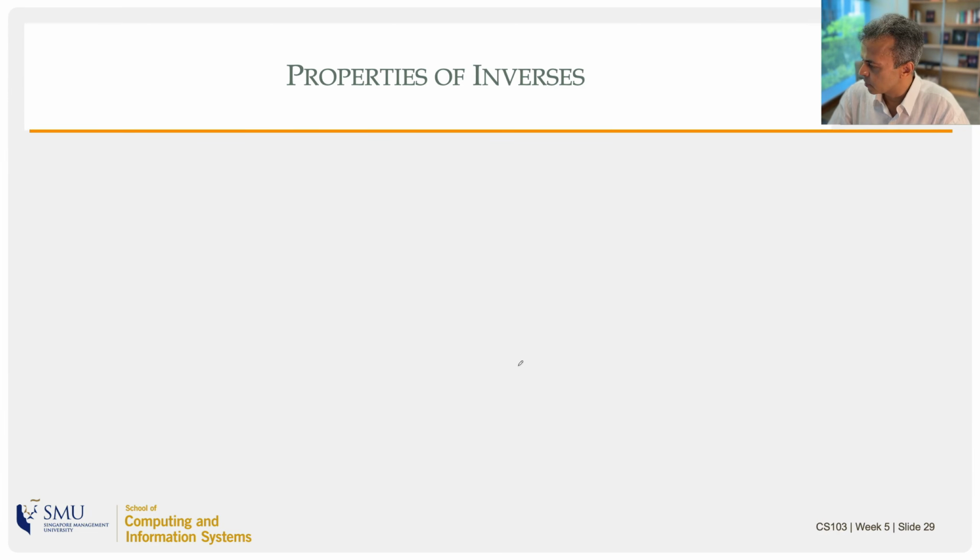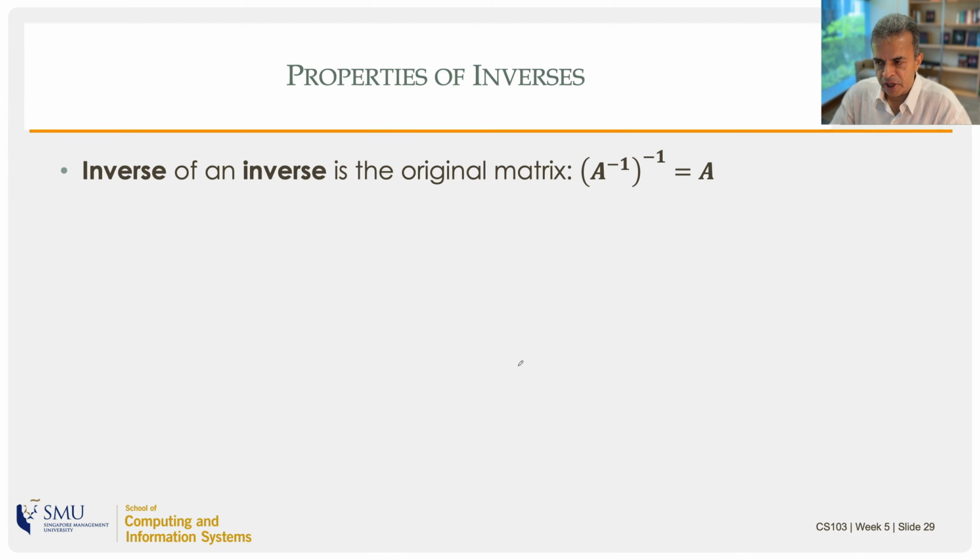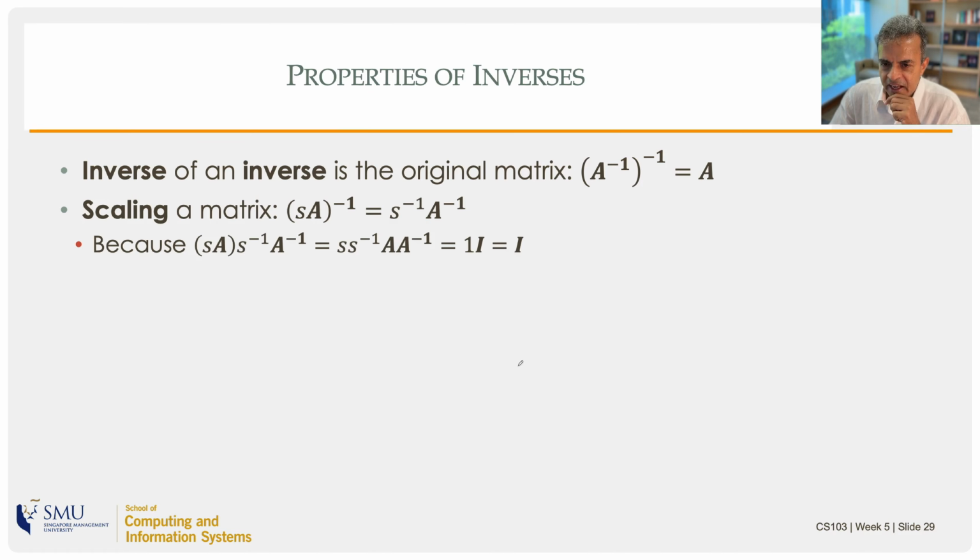Now let's look at some of the properties of inverses. The inverse of an inverse is the original matrix. That should be kind of obvious, right? In the world of numbers, the inverse of 5 is 1 over 5. The inverse of 1 over 5 is 5. Scaling a matrix by S and then taking the inverse is the same as scaling the matrix inverse by the inverse of the scalar. The inverse of a scalar S is 1 over S, which is written as S to the power minus 1. So A inverse will get scaled by 1 over S.